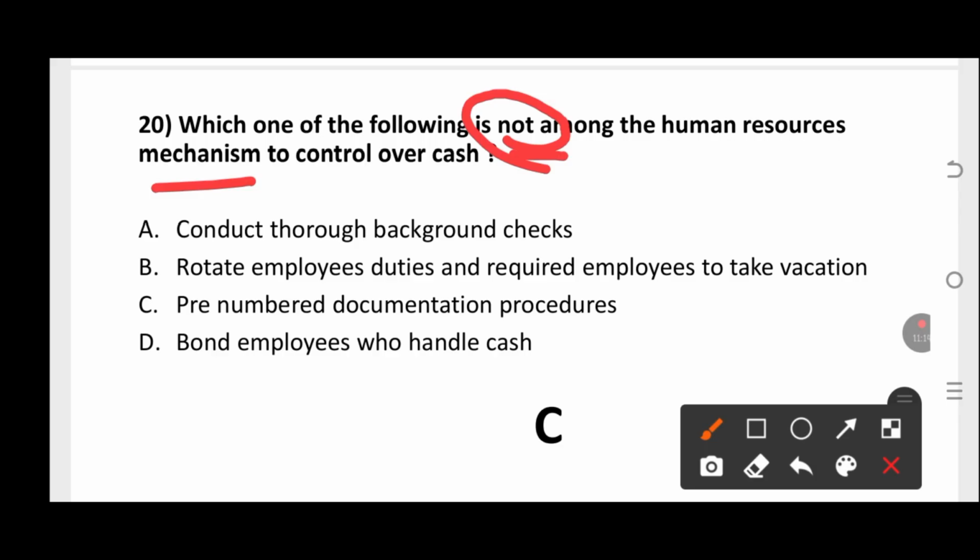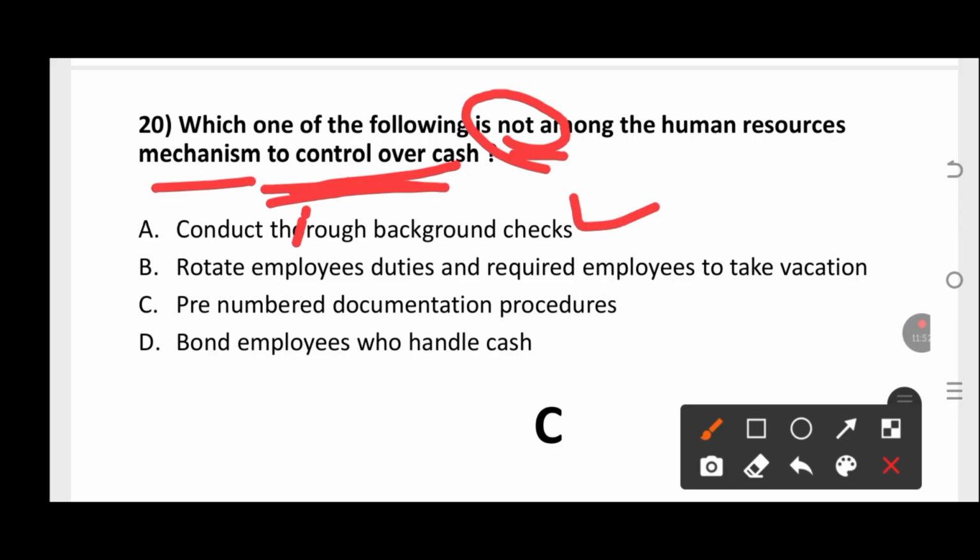Not among the human resource mechanisms to control cash, meaning not in that subset. A, conduct thorough background checks. B, rotate employees' duties and require employees to take vacation. C, pre-numbered documentation procedures. D, bond employees who handle cash.